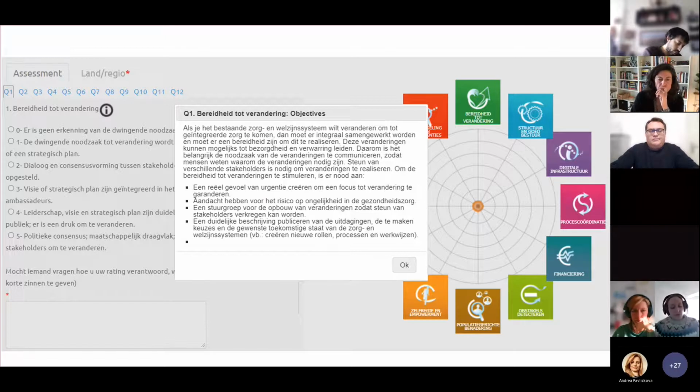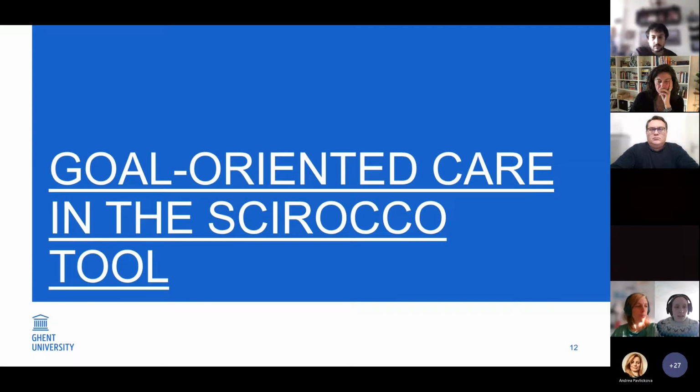So this was in brief how we adapted the Scirocco tool to the Flemish context, and we hope in the future that the Scirocco tool can be an input for the policy plans, and that all the 60 primary care zones can use the Scirocco tool to make their policy plans. And then the second thing we also did was to explore the integration of goal-oriented care in the English Scirocco tool. And this is more about topic expansion.